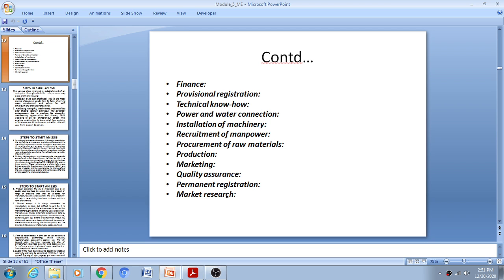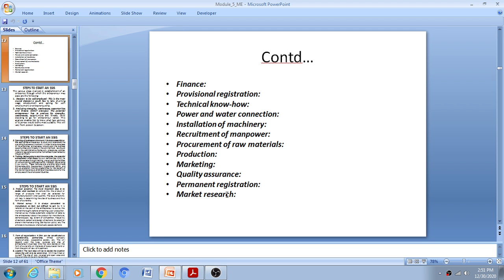Next one is production. Once all this is done, you start with the production of the product. Next one is marketing. How are you going to reach the consumer? That's nothing but marketing. Are you going to use digital media, print media, or use your existing customers as the ambassadors of your product? Everything has to be seen in microscopic ways.